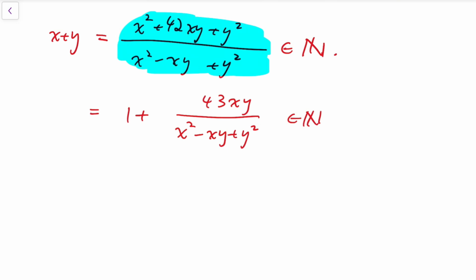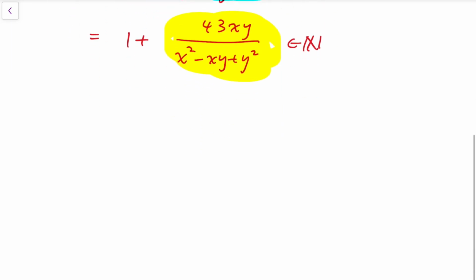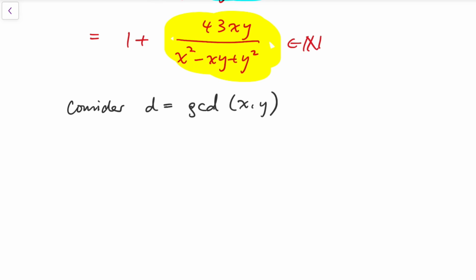So this part will be the thing that we have to consider now. It's simpler because there's only one term at the top. Then I'm going to consider the greatest common divisor of x and y, which I'm going to call d, which is a positive integer. Then let small x be this greatest common divisor times big X, and do similar things for y.